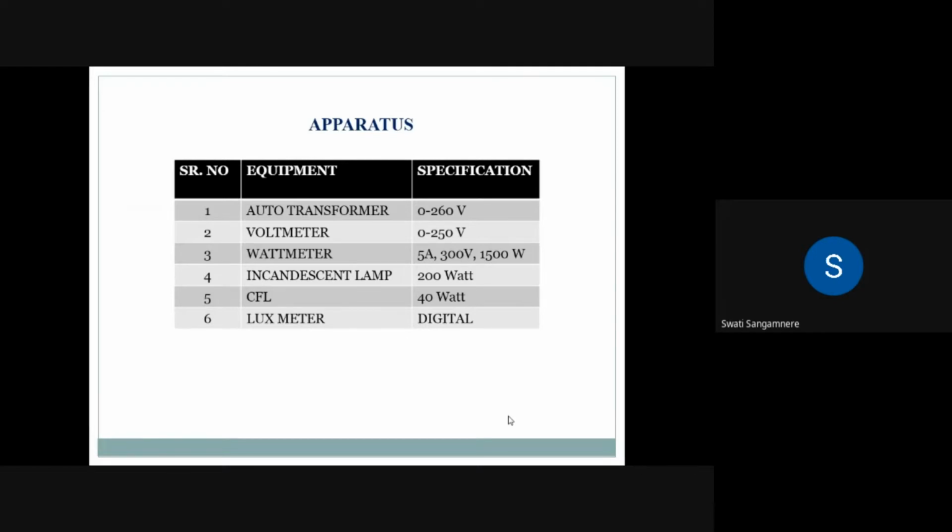First, an autotransformer can be used for varying the voltage, having the range 0 to 260 volt. Then a voltmeter for measuring the input voltage, having range 0 to 250 volt. Then a wattmeter to measure power or energy consumed by different types of lamps, having the range 5 ampere, 300 volt, 1500 watt. Then incandescent lamp 200 watt, then CFL lamp 40 watt, and lux meter digital.